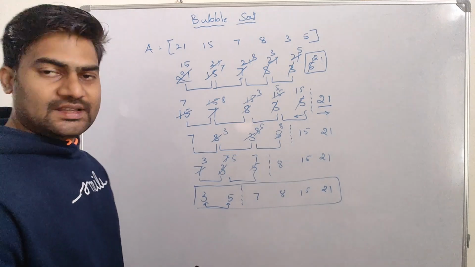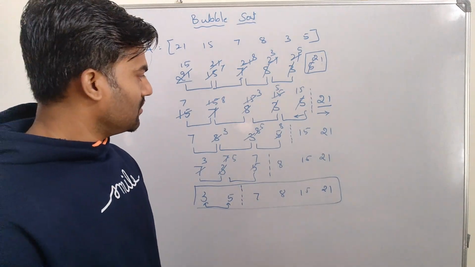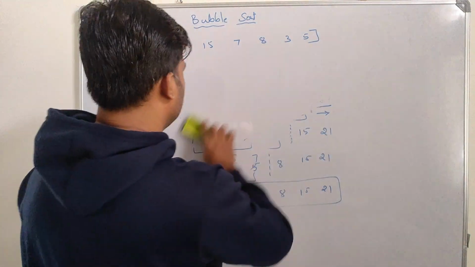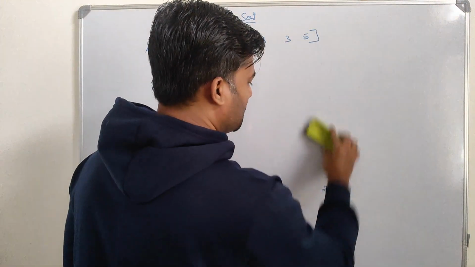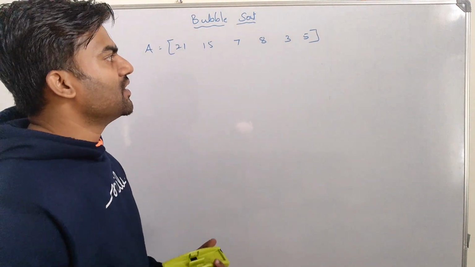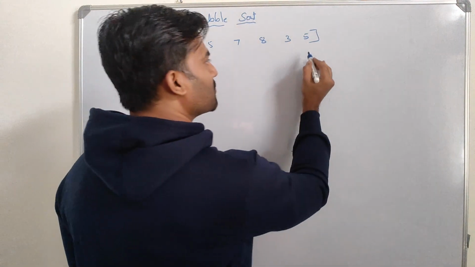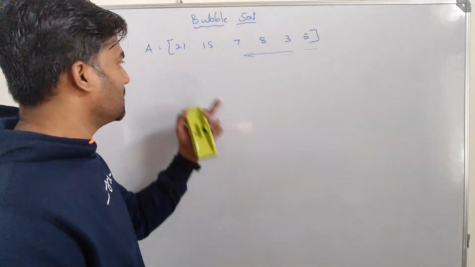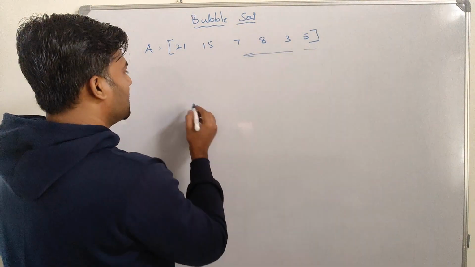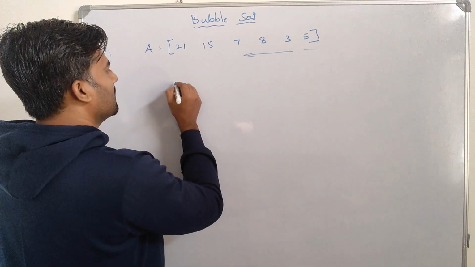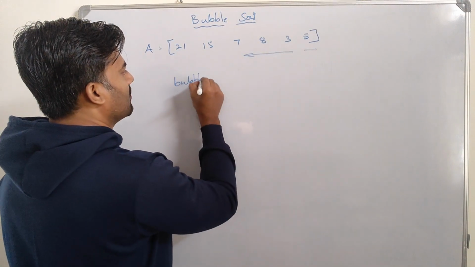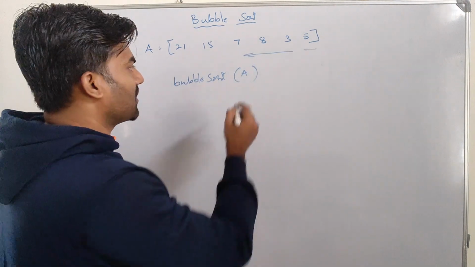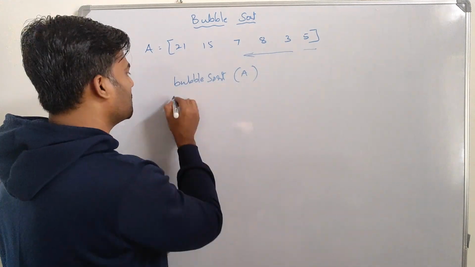Let us try to look at it in pseudocode. What we did was start from the last position and then keep moving towards the first position. For that, let us consider the bubble sort method, which takes an argument a, which is an array of numbers.